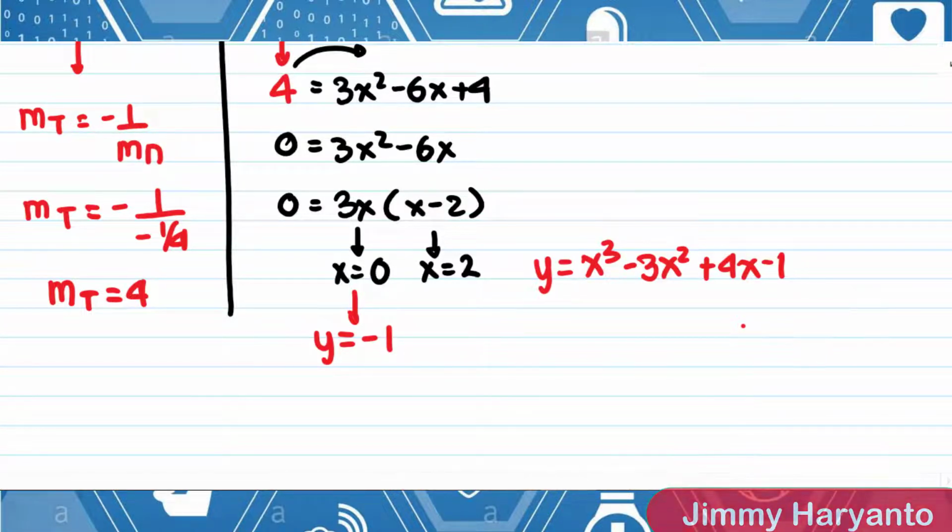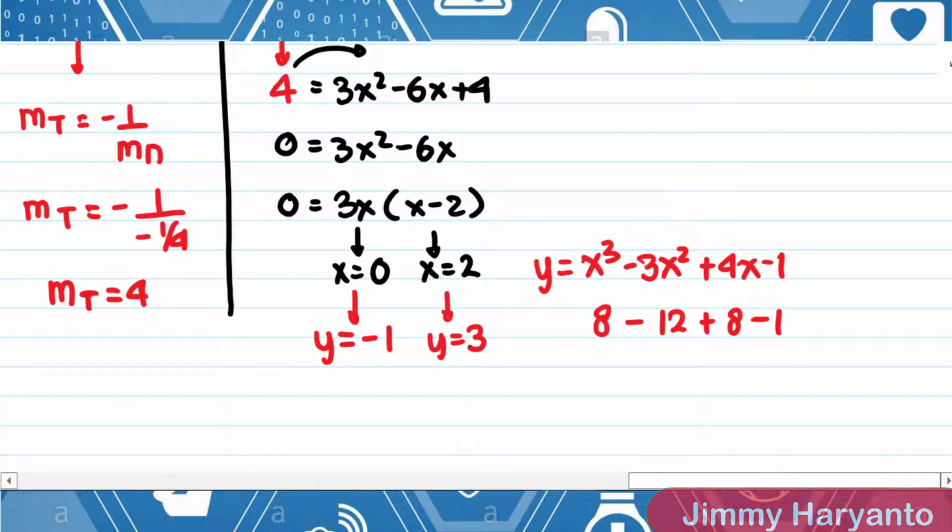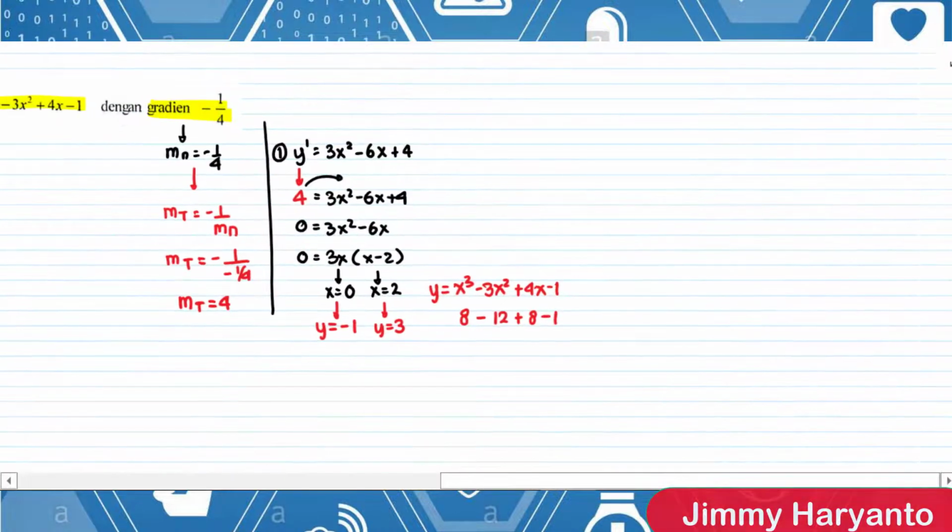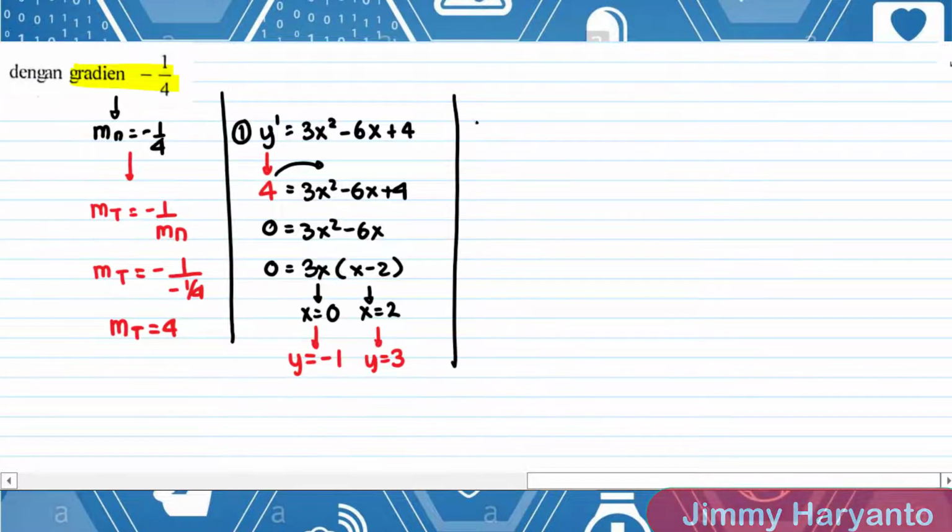For the second one, when you replace it with 2 cubed, it will be 8. And then minus 3 times 4 equals to 12. Plus 8 minus 1. 16 minus 12 is 4. 4 minus 1 equals to 3. So for this one, y equals to 3. Okay. And then we already have the point. So the point is 0, negative 1 and also 2, 3.